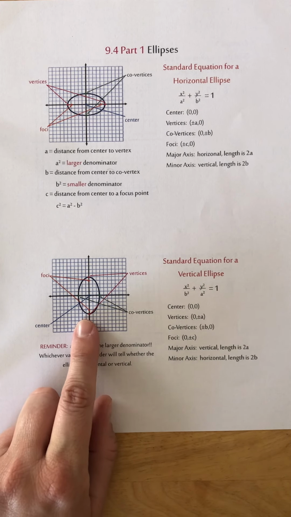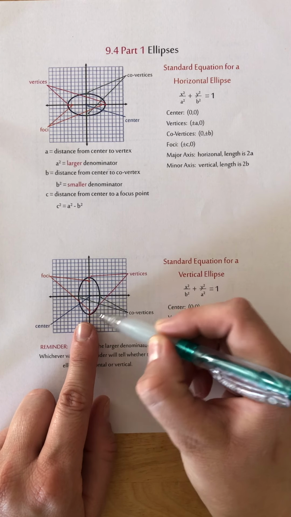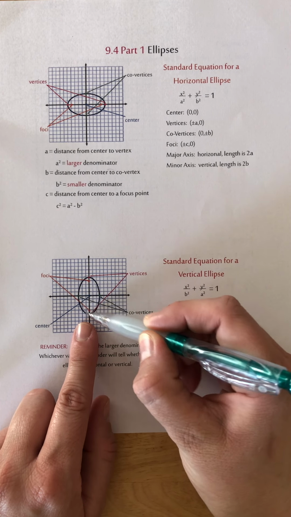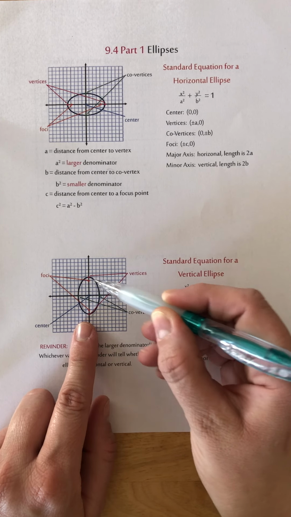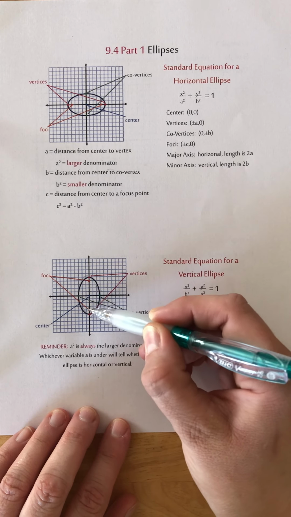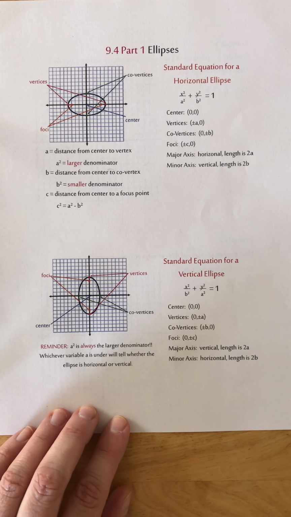Well, if you can kind of imagine it, this almost looks like two parabolas, right? One that maybe opens down and one that maybe opens up. And each of those is going to have a focus. So you have two of them, which we call foci. That's the plural form of the word focus.